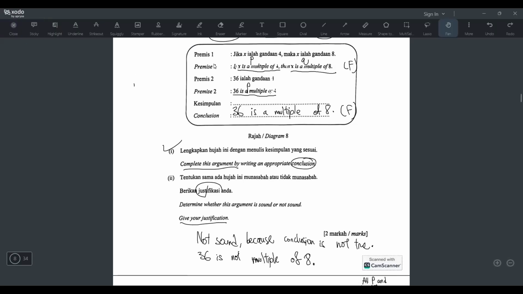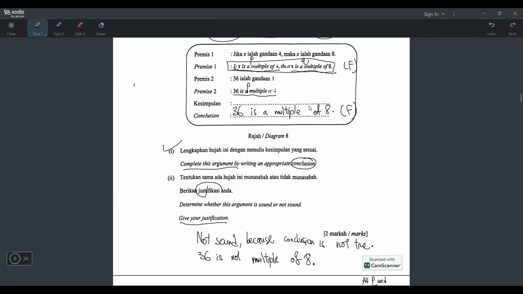Okay, actually you can also write premise 1 is not true, but I didn't do that because if I write premise 1 is not true, then I have to give them the reason here. I have to write more stuff because I have to give them a counter example. Because premise 1 is very general, if you want to say premise 1 is not true, then for the reason you have to write 4 is a multiple of 4, but it's not a multiple of 8. You give them a counter example, right? You give them an example of a number that is a multiple of 4 that is not, right?